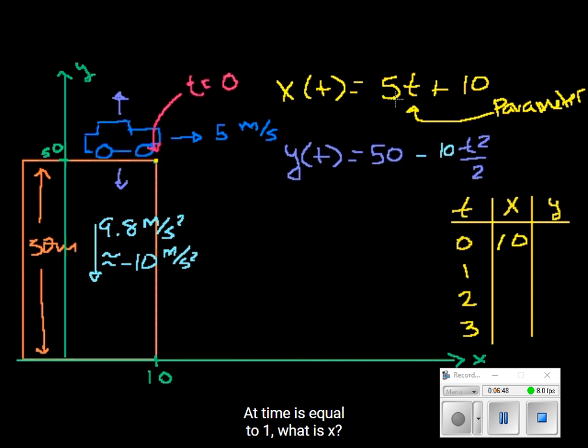And if t is equal to 1, what is x? So this is x of 1, if I wanted to write that notation. 5 times 1 is 5, plus 10 is 15. x of 2: 5 times 2 plus 10 is 20. And it makes sense. Every second we're getting 5 meters more to the right, so x is increasing by 5 meters. So t is equal to 3: 15 plus 10 is 25.